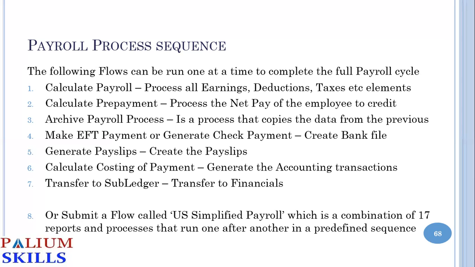To send to finance, just transfer to ledger. To send anything to the subledger, we have to transfer it to the financials as debit and credit, because these financial systems only understand debit and credit. They don't understand anything else.